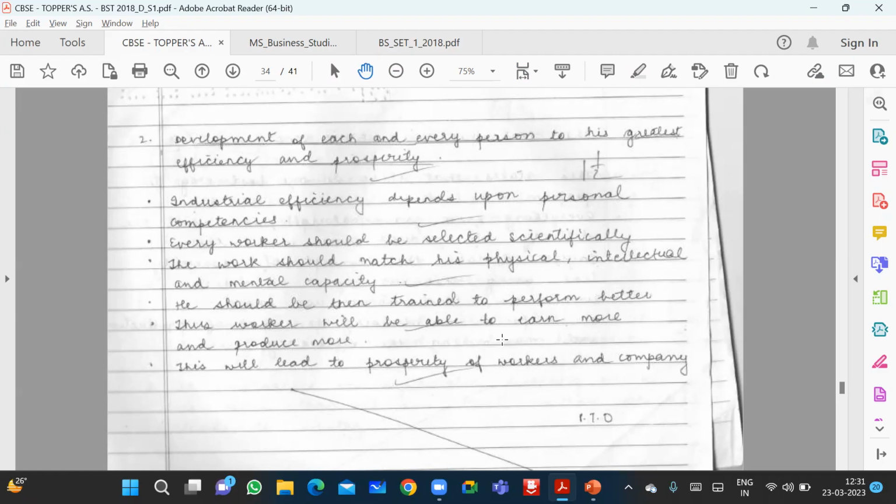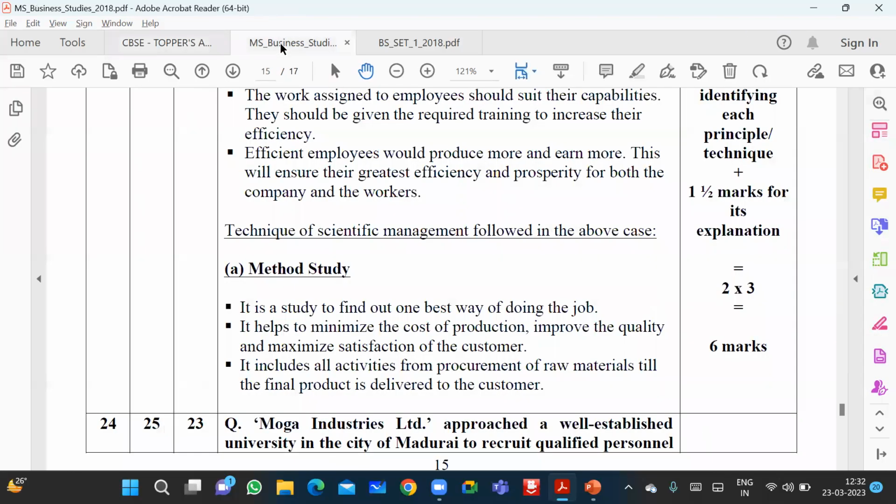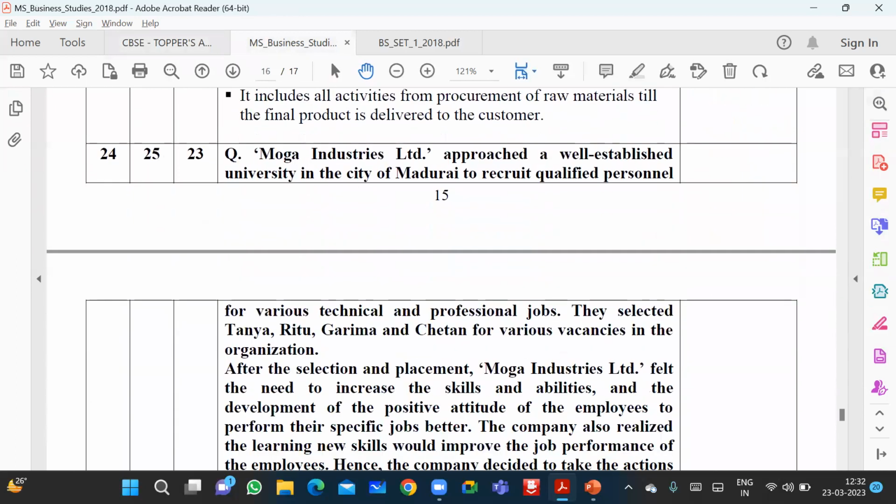If you are not using the appropriate word limit, your marks may be curtailed, because you can't use the same word limit that is for the 3 marks as for the 6 marks. So the word limit has to be maintained appropriately as per the marks in the question. And now let's move to the next question, that is the 24th question.